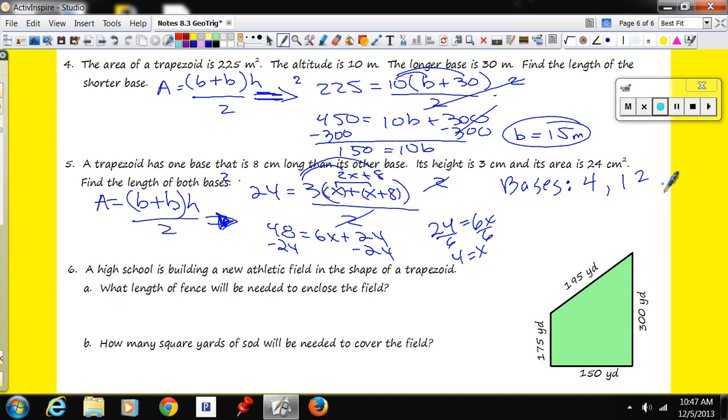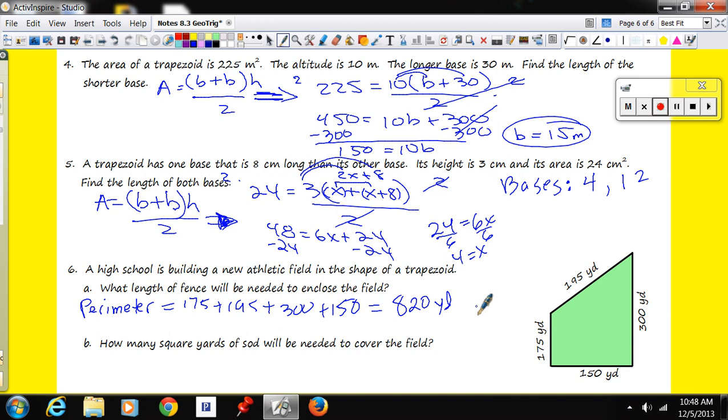Find the perimeter. And did they give me all 4 sides? Add them up. So over here we'll put perimeter equals, and then we'll list our 4 sides. 175 plus 195 plus 300 plus 150, and it equals, I think, 820. Yeah, all right. 820 yards for a fence.